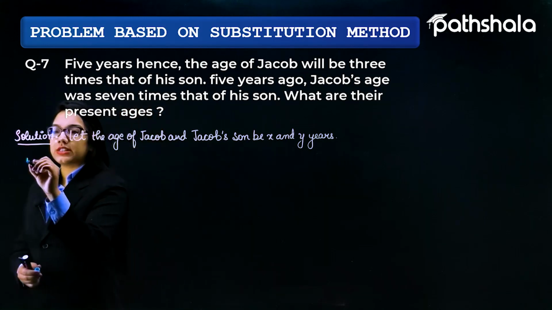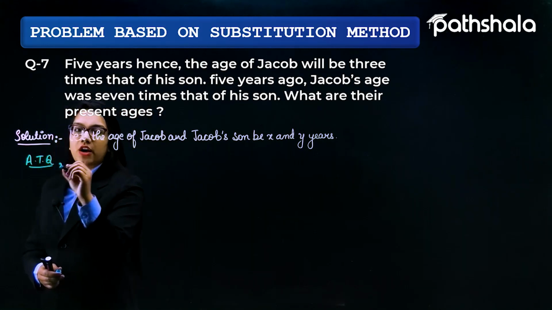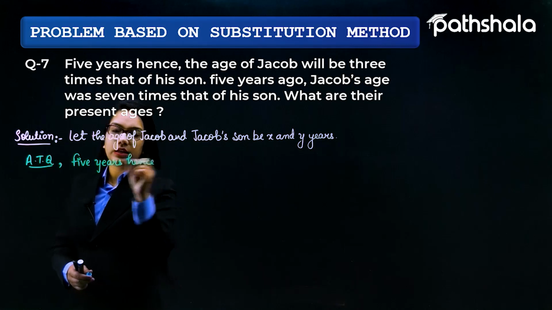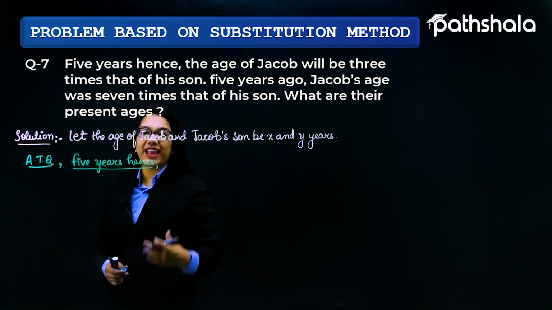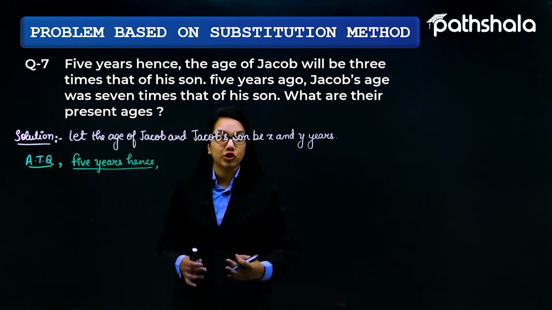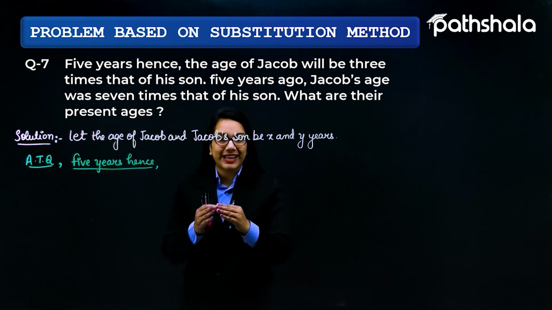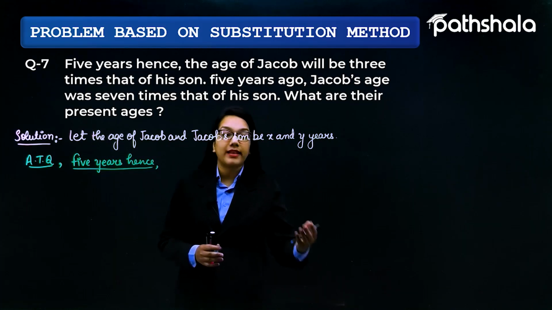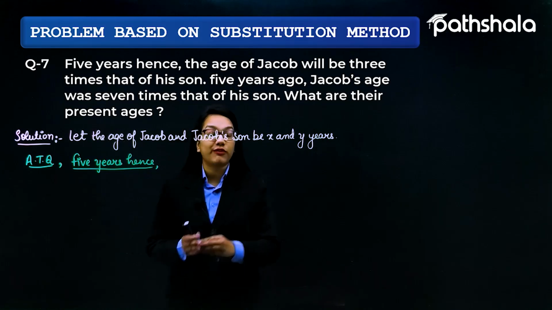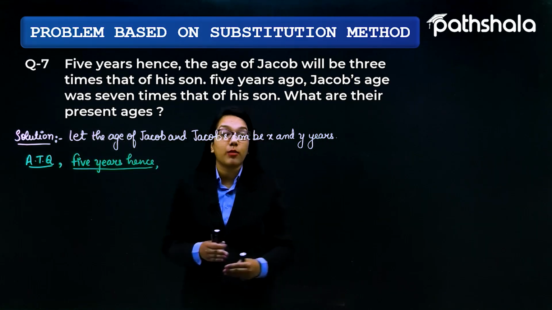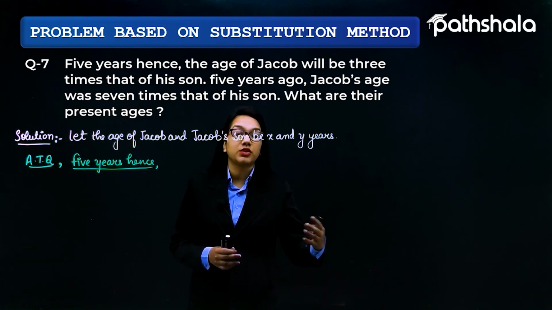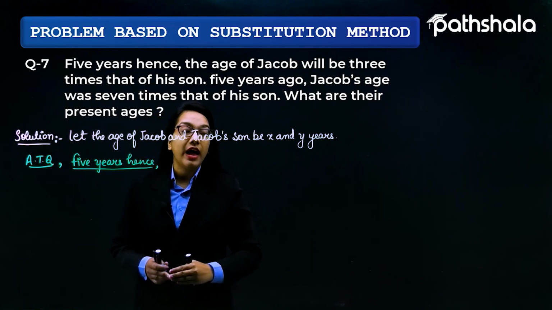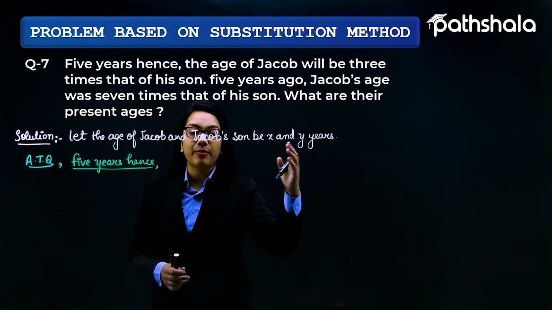According to the question, 5 years hence means we are talking about the future. So if the present age of Jacob is x, after 5 years Jacob's age would be x plus 5, and similarly the age of Jacob's son would be y plus 5, because we are talking about 5 years in the future.